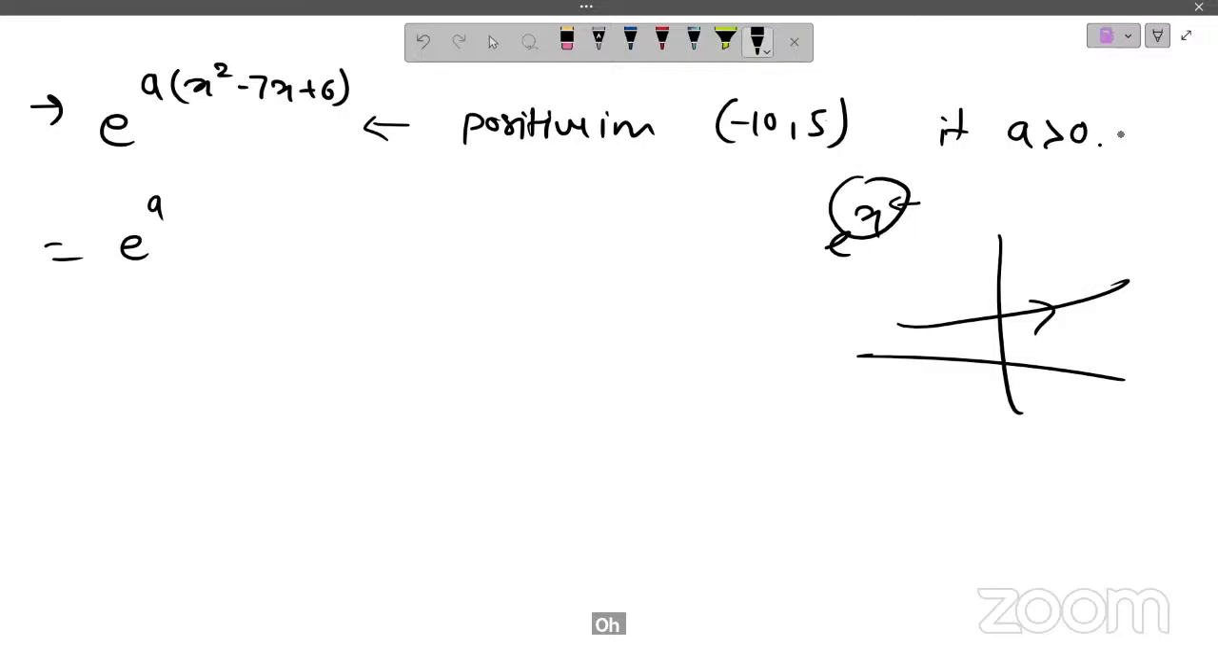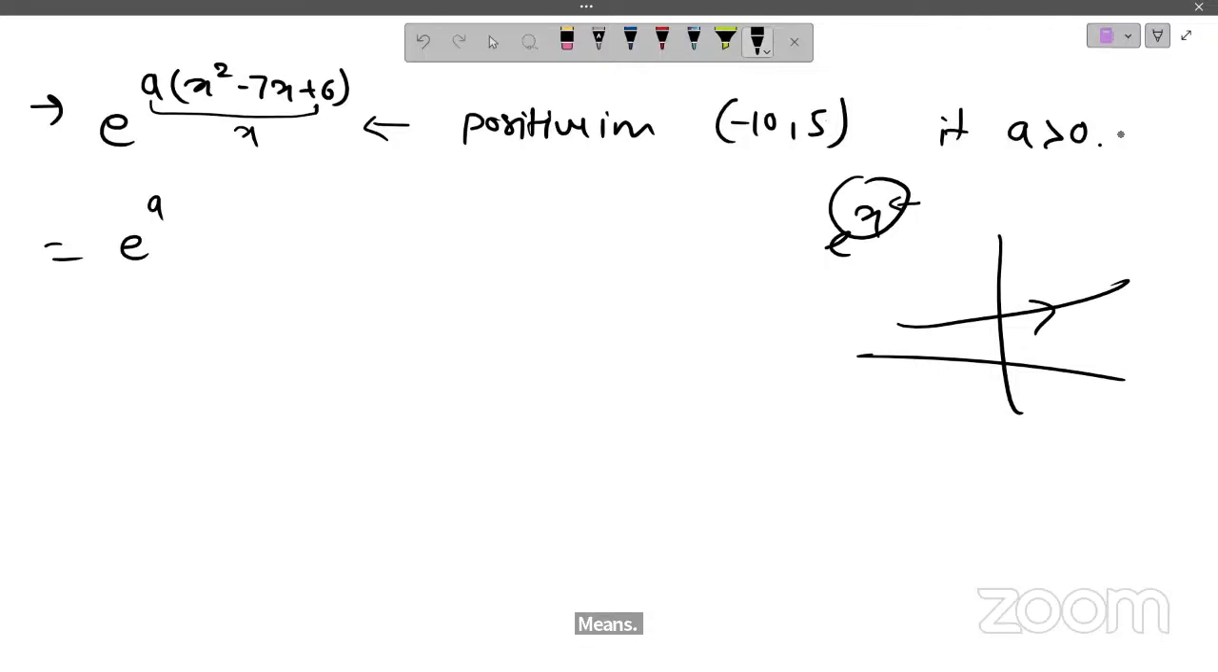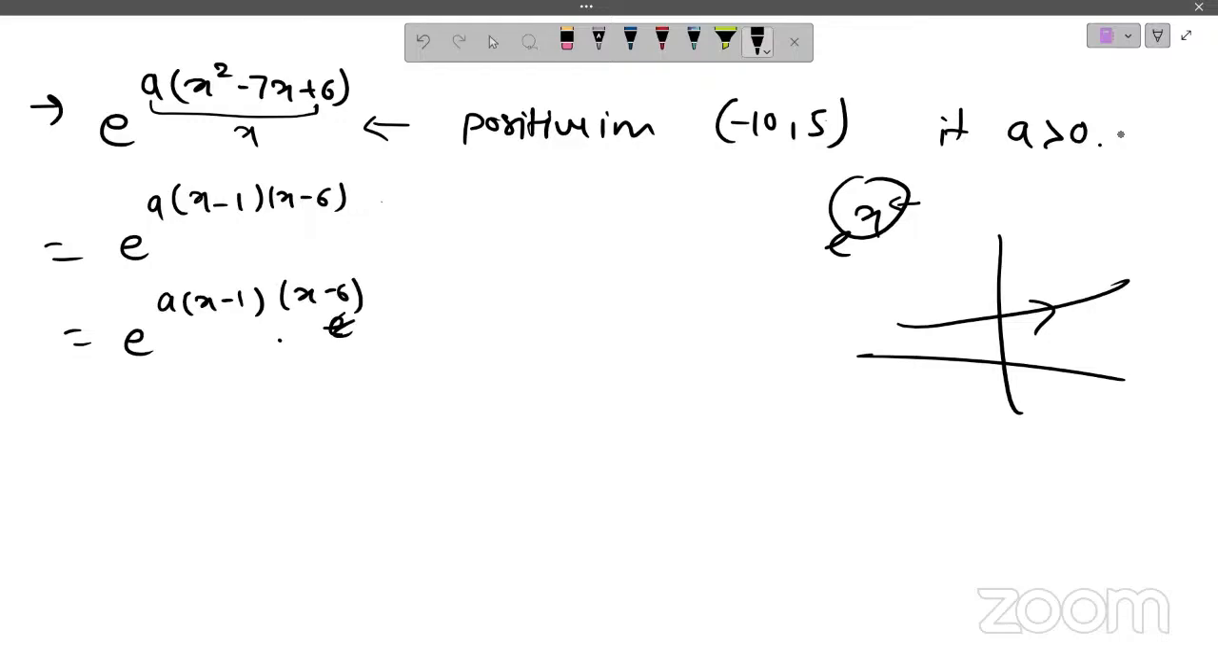No, how can you say that? Because we have e to the power of something, right? Means, ma'am, if we get the points where this quadratic function is positive, and it's already given that a is greater than 0, so x minus 1, x minus 6. Yeah, this is the simplest route. You can go this way also, that a of x minus 1 into x minus 6, it's a power of e. So these are the roots, right? Yes, ma'am.